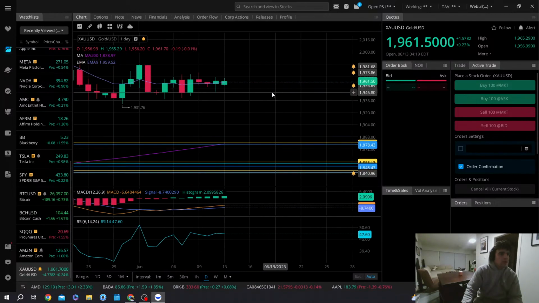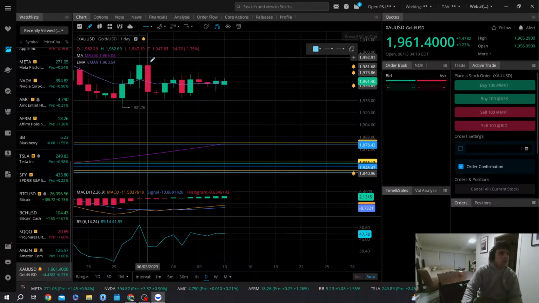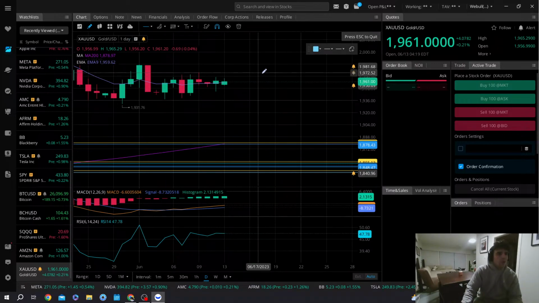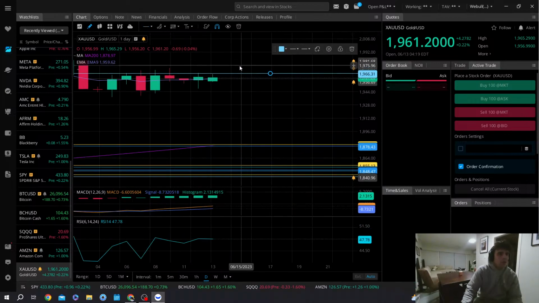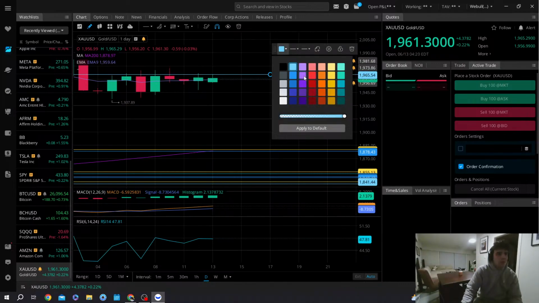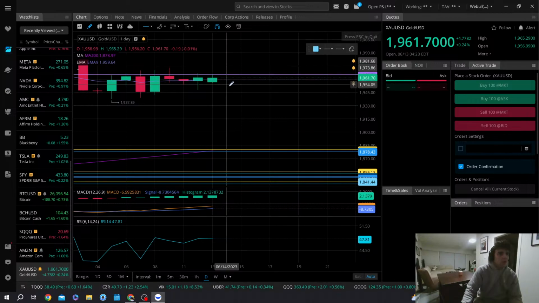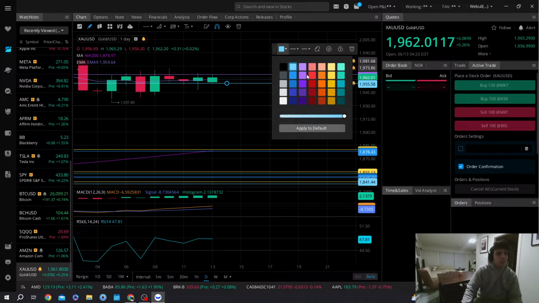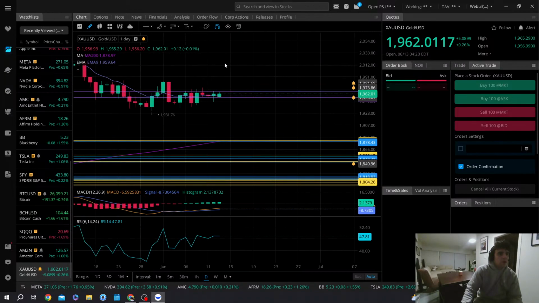So the way I work is basically I have these horizontal lines and I color code them, right? So we can see the high of the day for gold with this top wick on the daily. That's the high of the day, and I color code that purple just to know how high we've gone on the day. It's always good to know. And then I do the low of the day, purple.